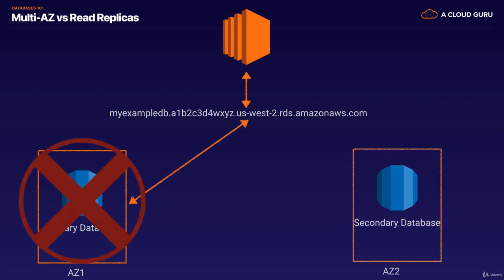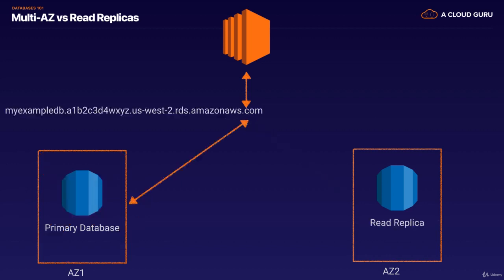Now, if for some reason we lost our primary, Amazon would detect that, and they'd automatically update the DNS to point to the secondary. So you don't need to go in and change IP addresses or anything like that on the fly. All you're doing is pointing it to this DNS address, and Amazon will go in and update that DNS address with the new IP address. So failover is automatic with multi-AZ.